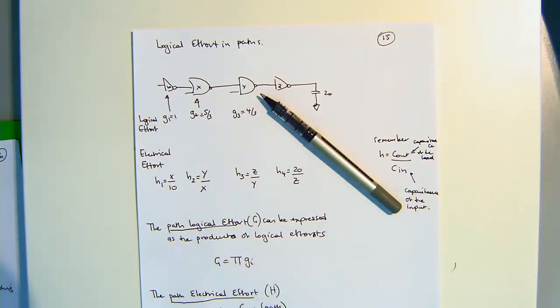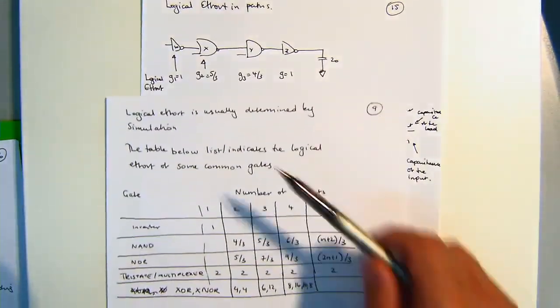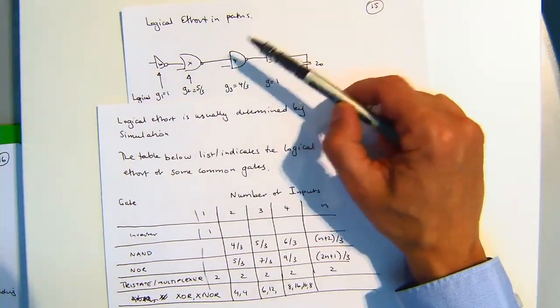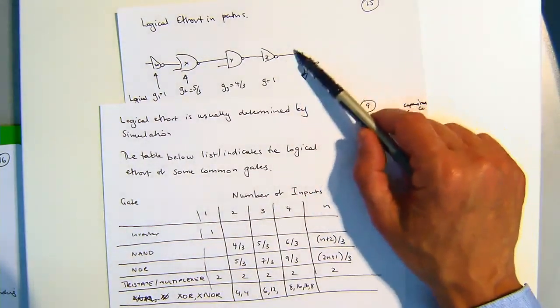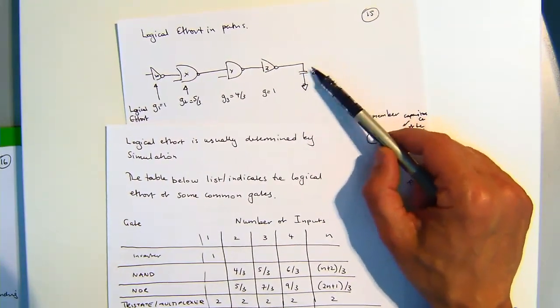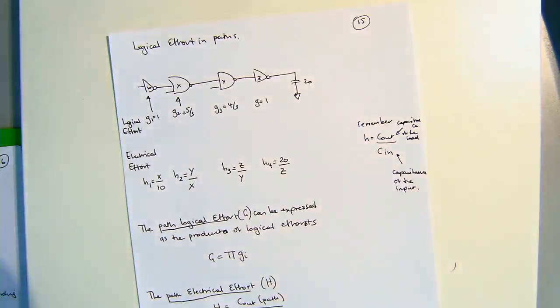In the previous notes, what we've shown is, for example, an inverter has a gate complexity of 1, a NOR 5/3 if it's got 2 inputs, an AND 4/3, an inverter again 1, and this is just a capacitor. It has got no logical effort. It's just a capacitor. All right, so we defined electrical effort.